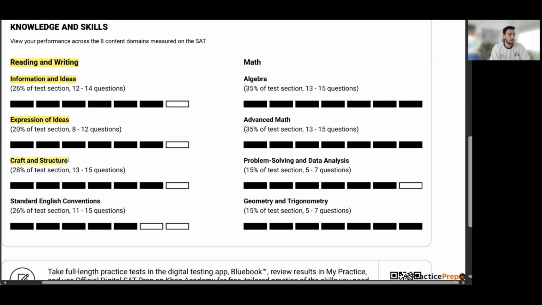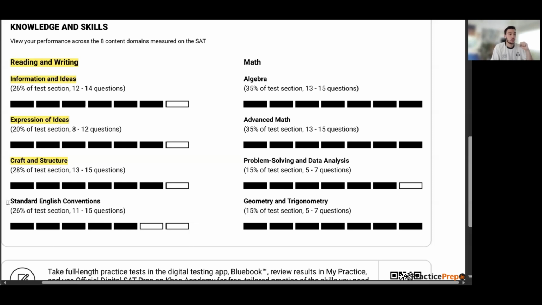Craft and structure. They measure your ability to craft a text, to build a text, and to structure it, or to at least determine the structure of the text. They'll give you texts where you will have to determine what's going on, what the structure is about. They'll give you texts where there's one word missing, and you will have to put that one word. That's about craft and structure. They'll give you text that you will need to complete, depending on what the text already has, depending on the context. That's also about craft and structure.